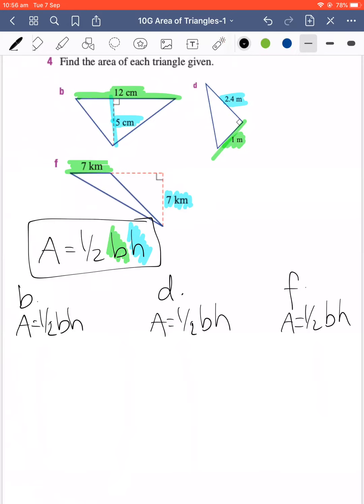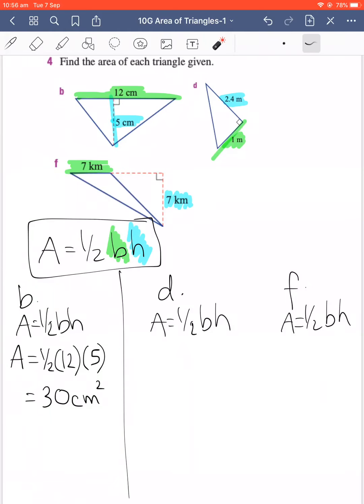So first thing I'm going to do, I'm going to put in my base, which in this case for this triangle here, my base was 12. So half multiplied by 12 multiplied by 5. So that will give me my answer of 30. My answer is not done because I need my units, and my units here are centimeters. So I have centimeters squared.